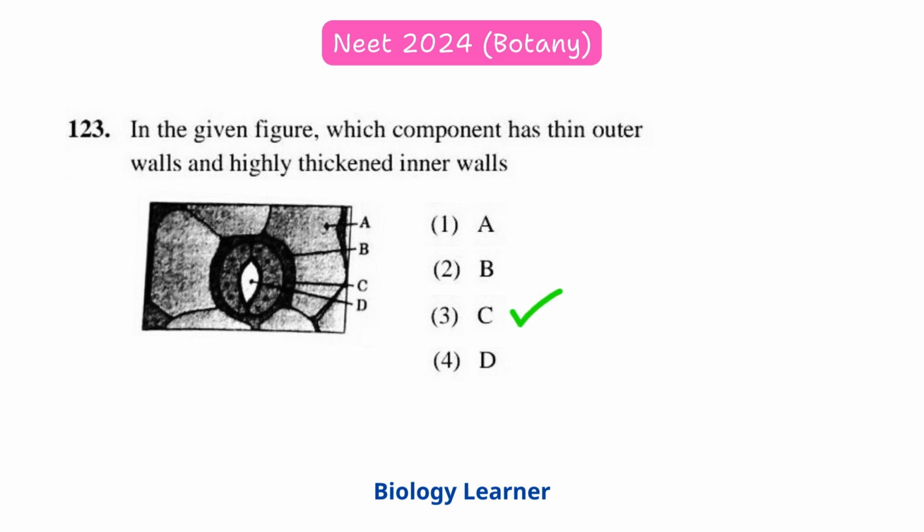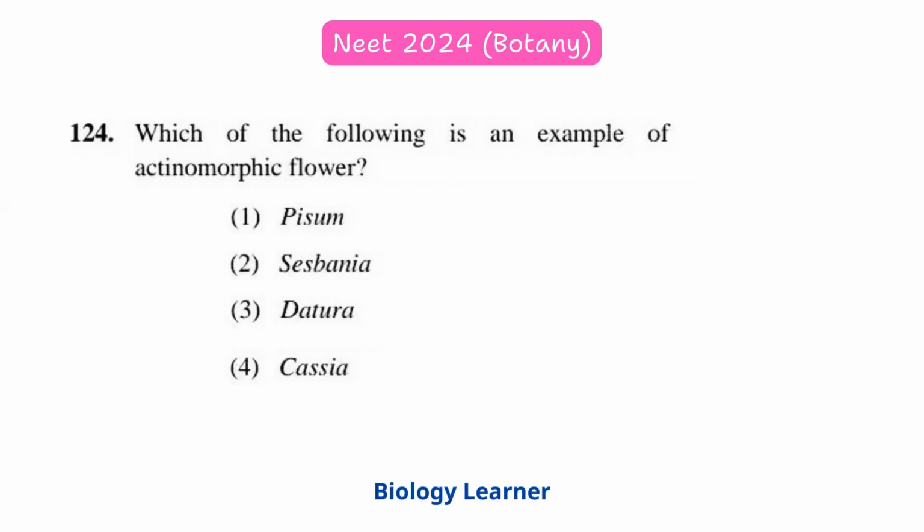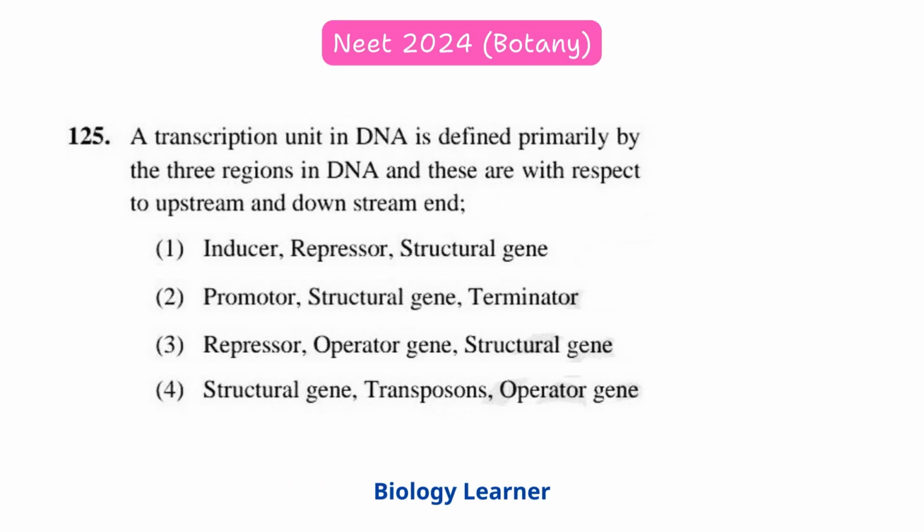The correct answer is option 3. C. Which of the following is an example of actinomorphic flower? Datura. A transcription unit in DNA is defined primarily by the 3 regions in DNA, and these are with respect to upstream and downstream end.